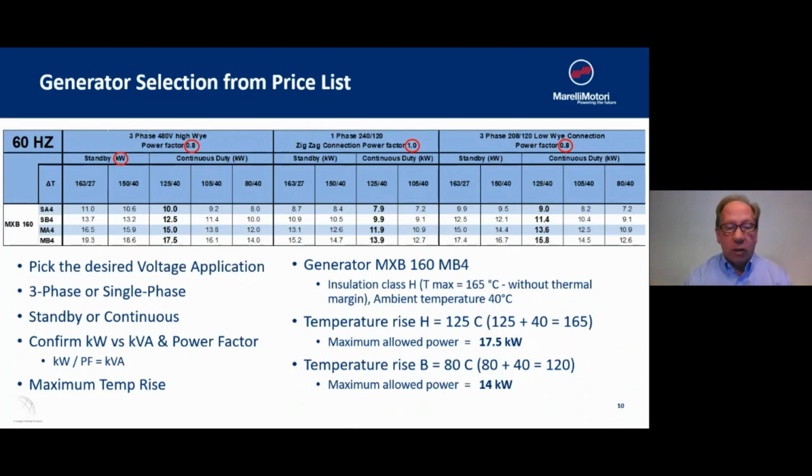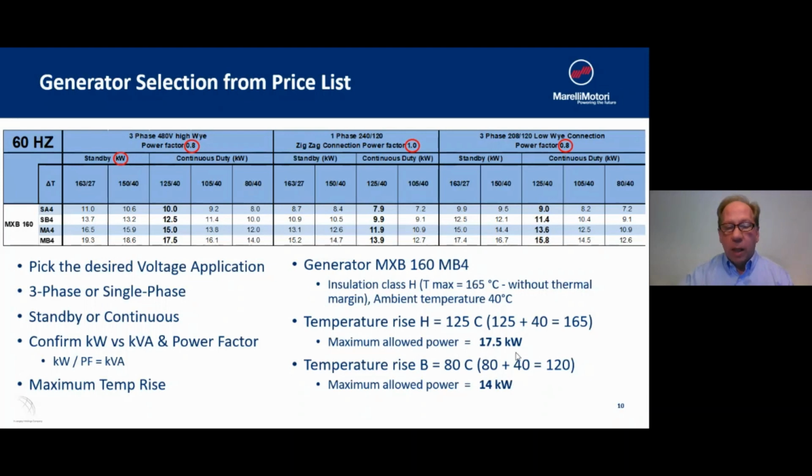So if you've got a generator in a metal box sitting in the sun, that's something you need to take into consideration. Maybe we need to be looking at a different rating thermally for your unit to ensure that you're getting the life out of the generator that you would like to see. So a temperature rise H allows for 125 degrees C. Add that onto the 40-degree ambient, the total is 165.